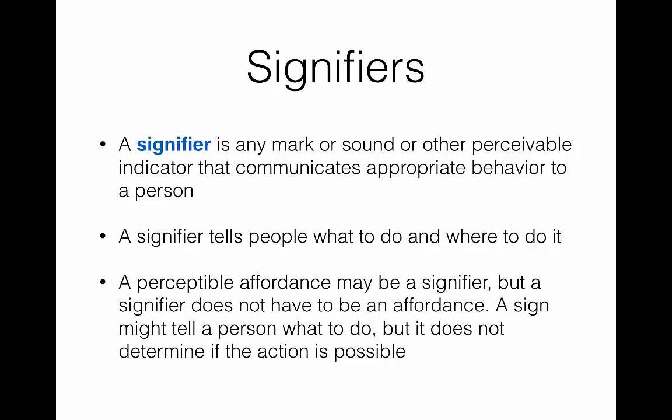Now let's talk about signifiers. A signifier is a mark or sound that communicates appropriate behavior. A signifier tells people what to do and where to do it. If an affordance is perceptible, it's typically a signifier. However, a signifier is not necessarily an affordance. For example, a sign might tell a person what to do, but it doesn't determine if the action is possible.